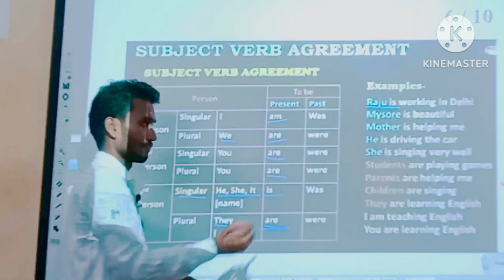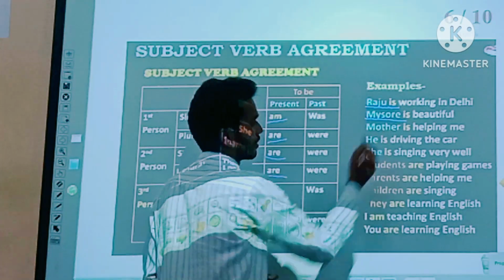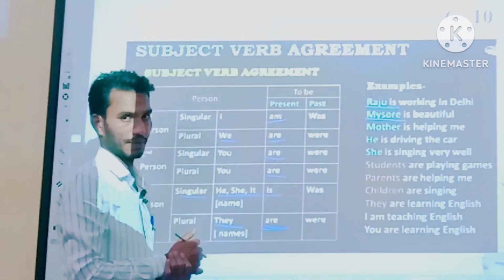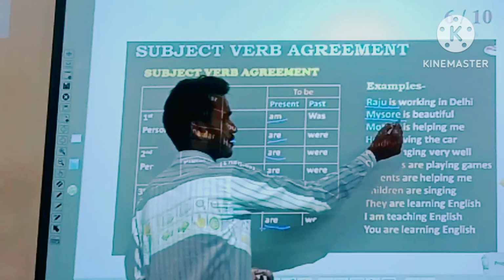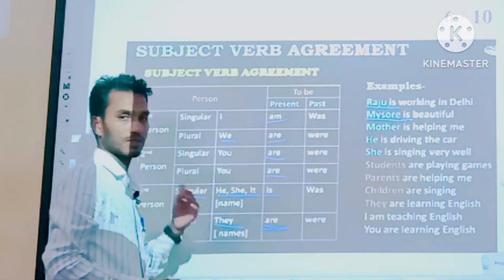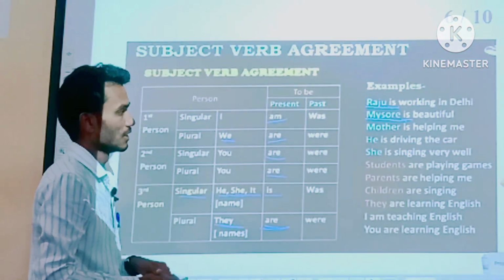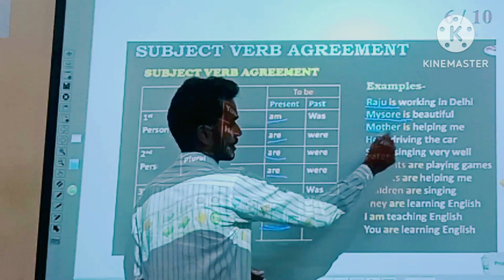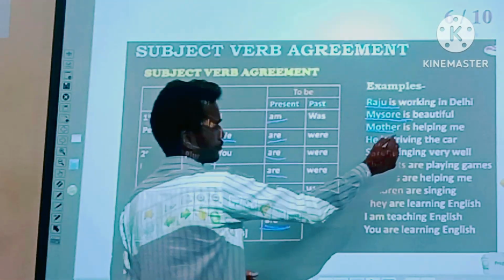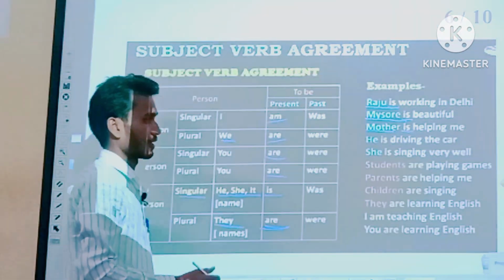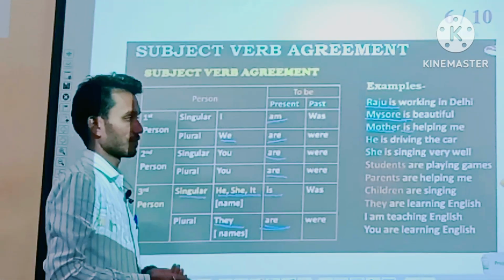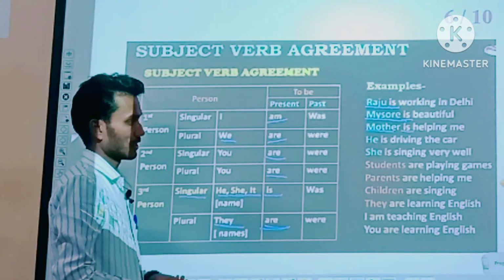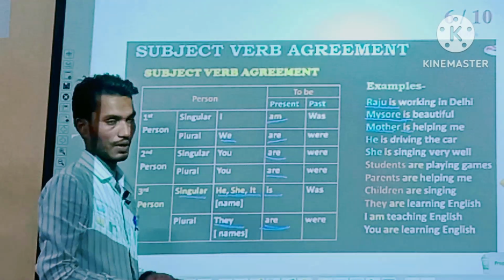Mysore is beautiful. The subject here, Mysore, is singular, and the verb is is also a singular verb, right? Mother is helping me. Here the subject mother is singular, that's why the verb should be singular, right? She is driving the car, right? She is singing very well, right?